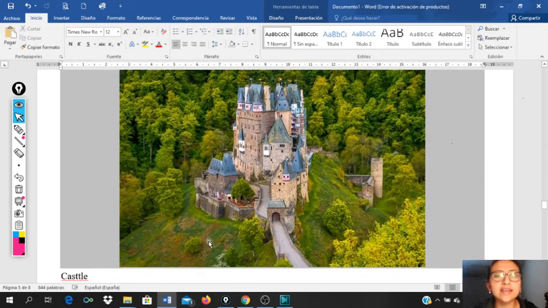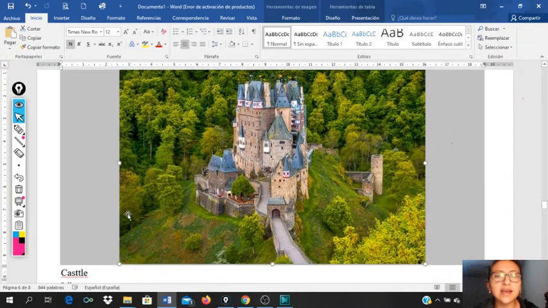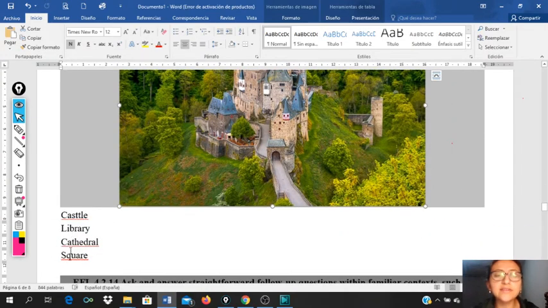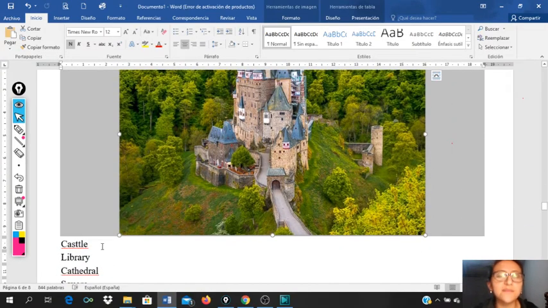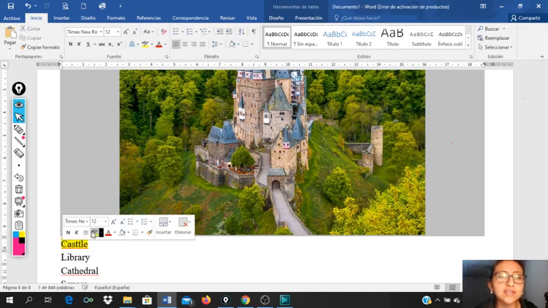Okay. The next. What is this? A castle, library, cathedral, or a square? Very good. This is a castle. It is a castle. Very good.